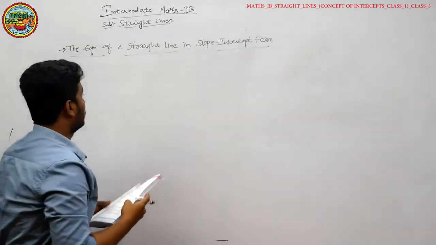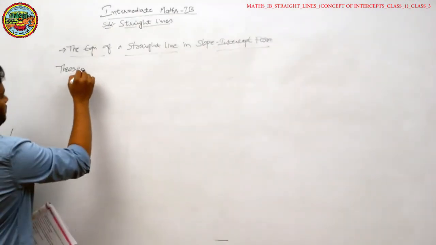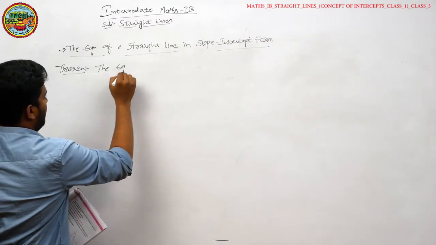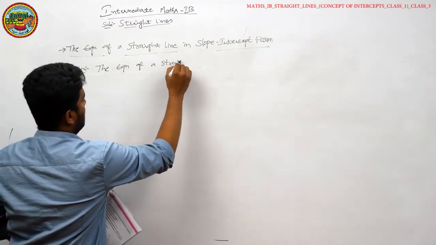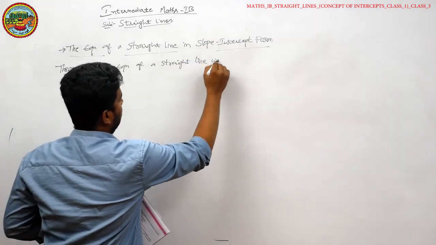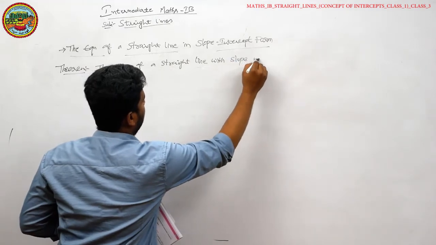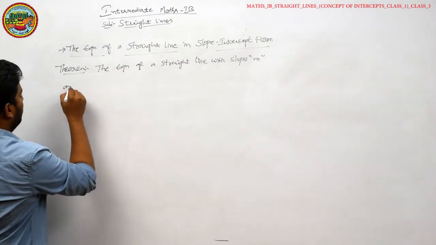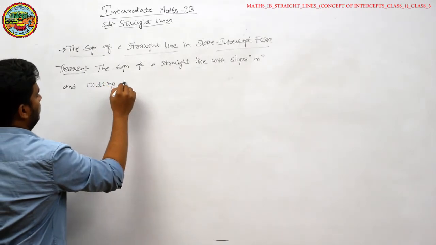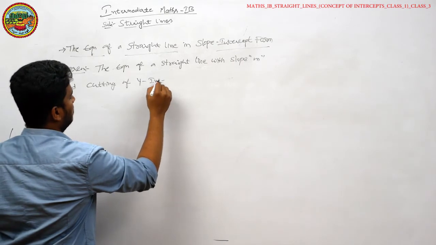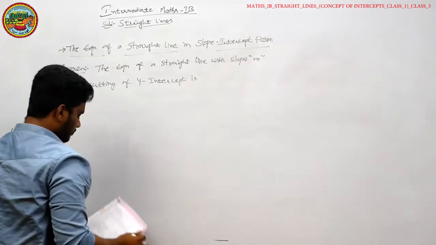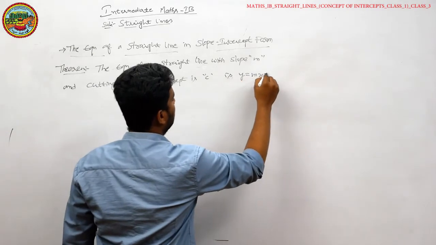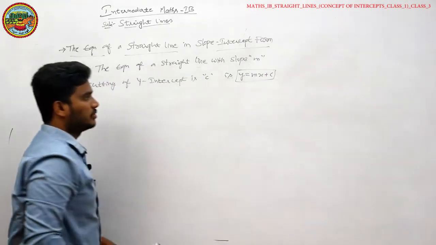Okay, so the theorem: the equation of a straight line with slope m and cutting off y-intercept c is y is equal to mx plus c, which is the most important formula to solve many problems.